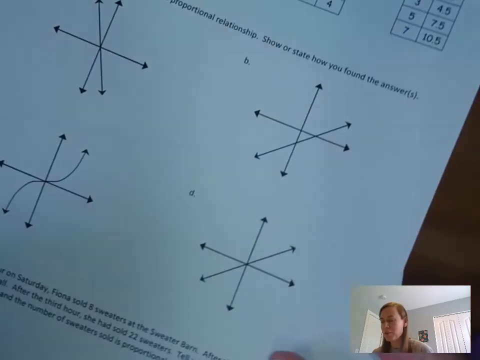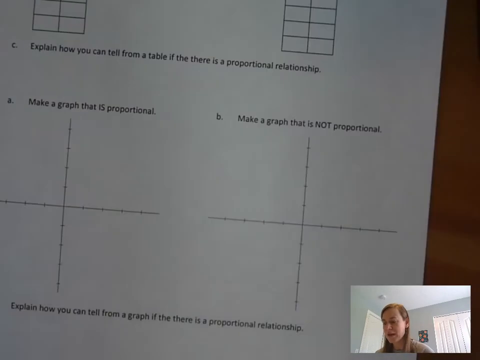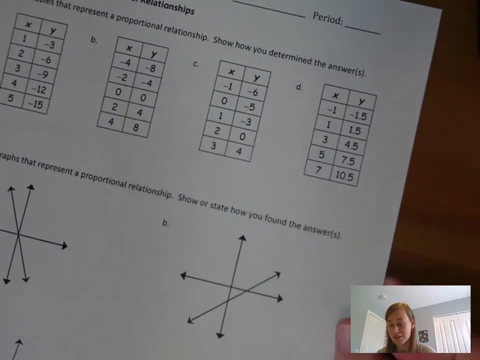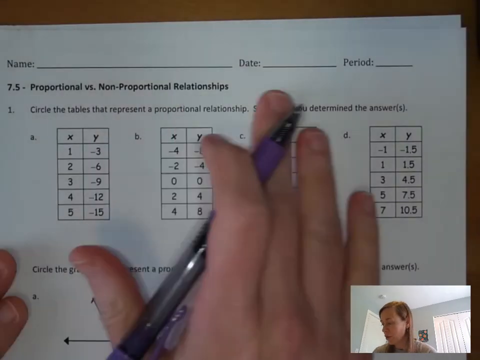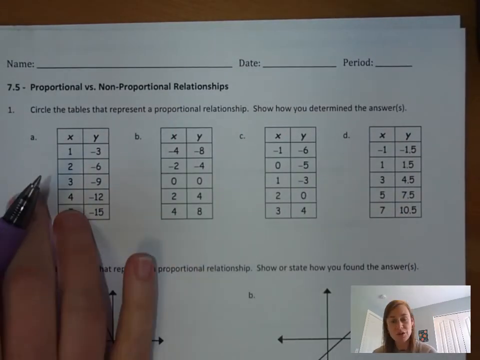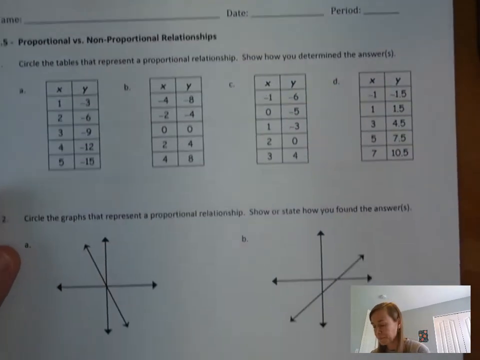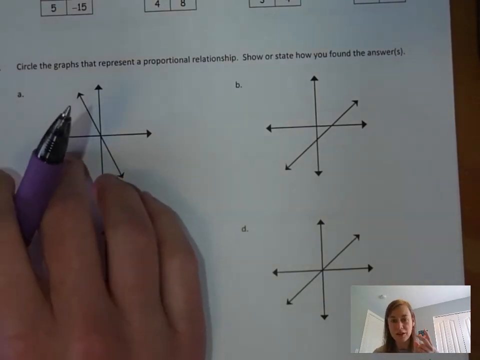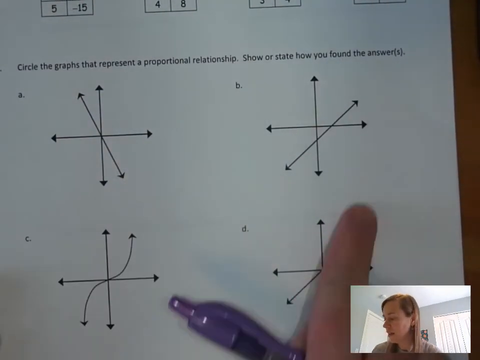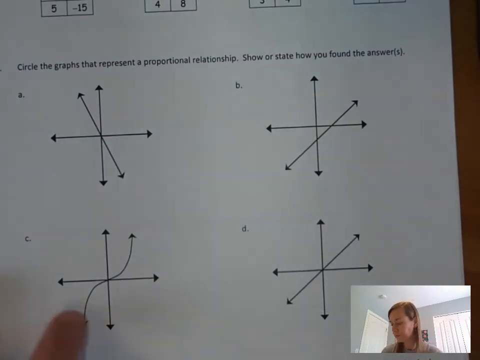Let's look at your assignment super quick. So it's 2 pages. It looks so long, but it's really not. Things are just spaced out. You're going to look at number 1 and figure out which of the tables are proportional. So use your unit rates here, okay? And now here, you're going to use that rule about being a line and going through 0 to figure out which of these are proportional.